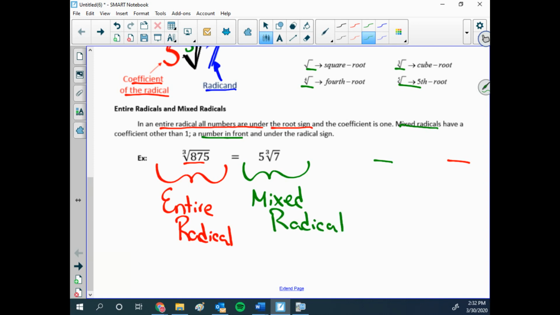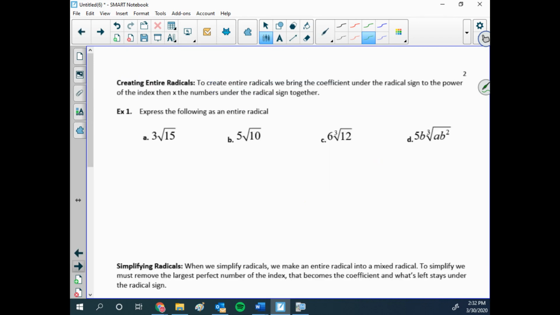Okay, and these two forms are equivalent. They just look different. And what you should remember from Math 10C is how to go back and forth between these two types of radicals. So that's what I'm going to review here quickly.